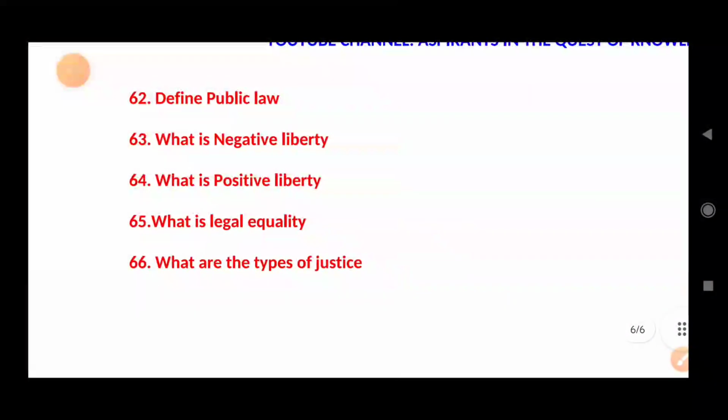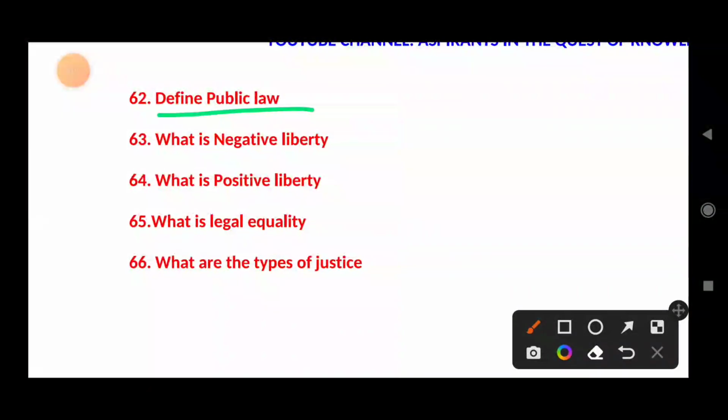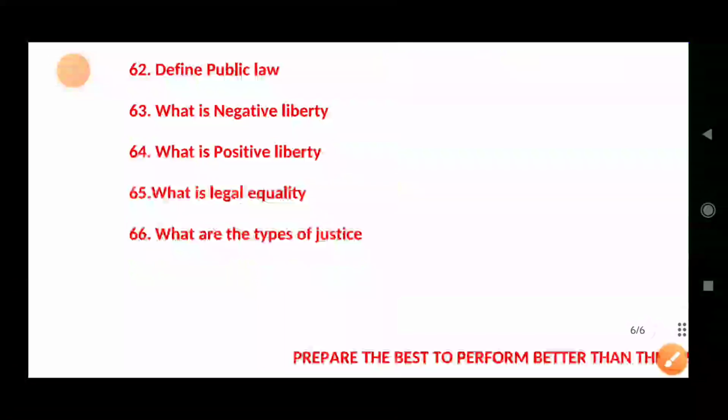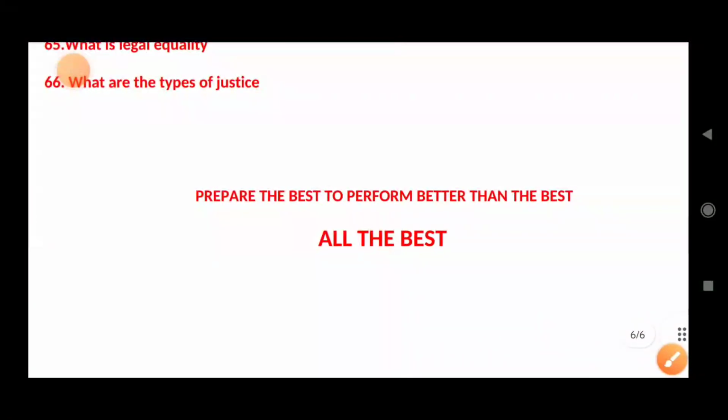Questions relating to 2 marks. Define public law. What is negative liberty? What is positive liberty? What is legal equality? What are the types of justice? So here we are going to end the important questions list.